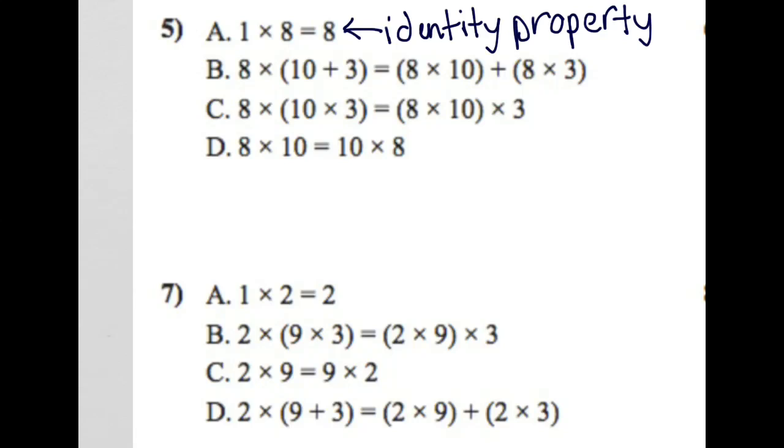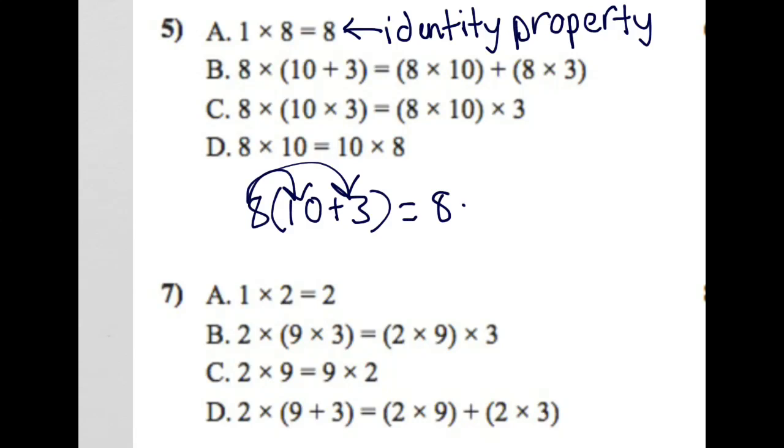The next one says 8 times 10 plus 3 equals 8 times 10 plus 8 times 3. And if I think about the distributive property, I take the common factor, which is 8, and I distribute it to the other terms inside the parentheses. So that equals 8 times 10 plus 8 times 3. So it looks like B is the distributive property. So I'm going to put distributive property.